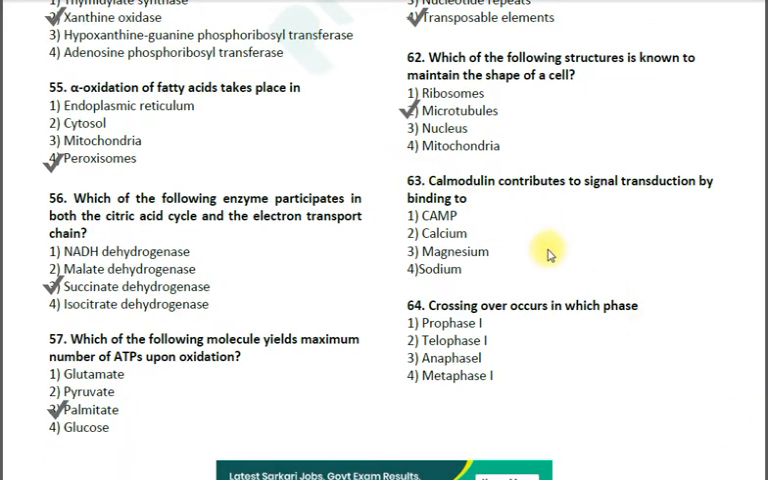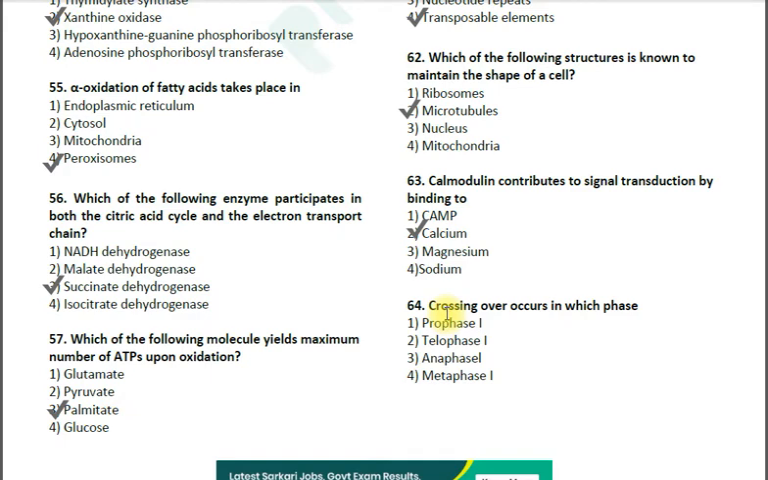Question number 63. Calmodulin contributes to signal transduction by binding to 1, cAMP, cGMP, 2, calcium, 3, magnesium, 4, sodium. The correct one is 2, calcium.